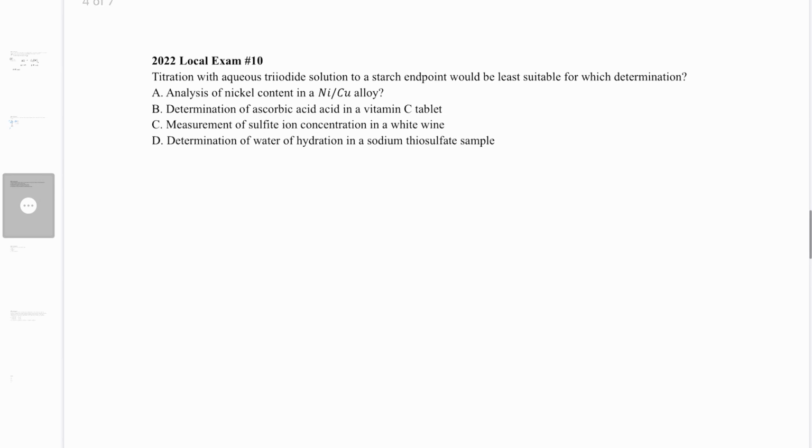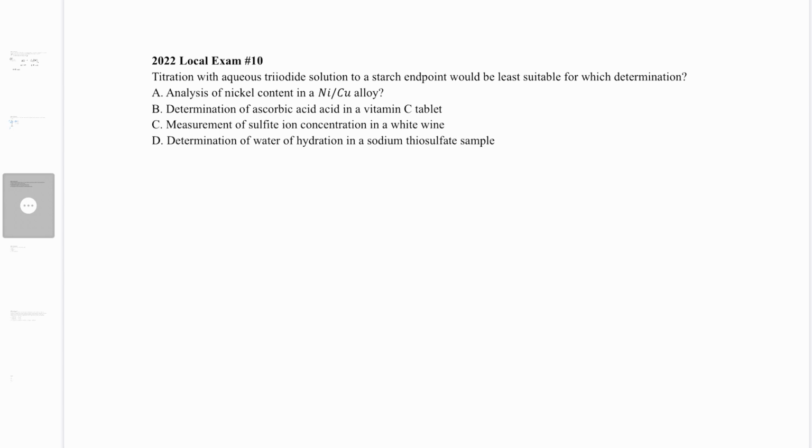Titration with aqueous triiodine solution to a starch endpoint would be least suitable for which determination? For this question, just remember that we're doing a titration, and titrations are helpful for finding concentrations of compounds. So let's go through our answer choices. A, analysis of nickel content in a nickel-copper alloy.